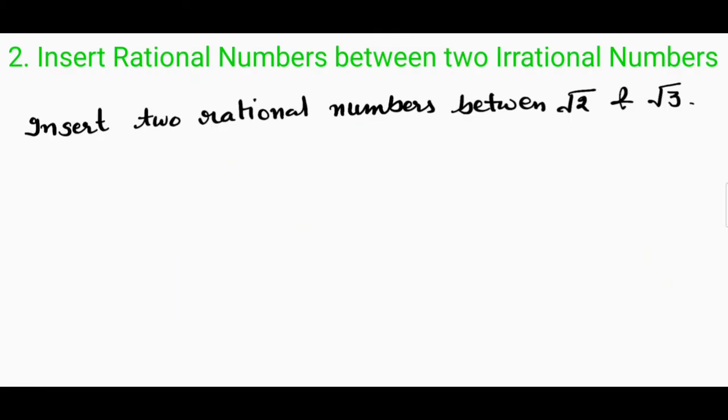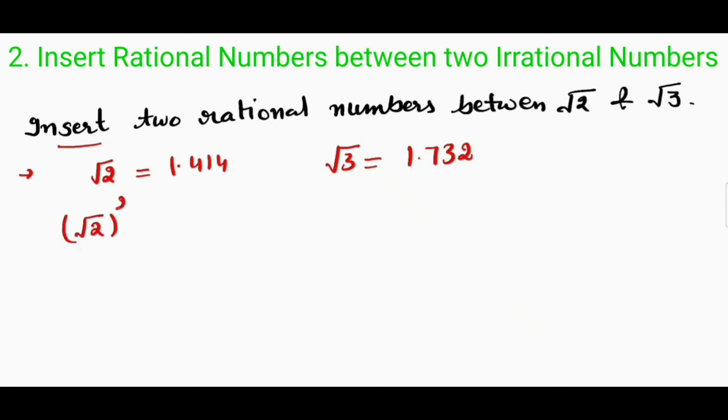Now let's see how we can insert one or more than one rational numbers between any two irrational numbers. So let's get started, and I have taken one example over here. Insert two rational numbers between square root of 2 and square root of 3. We know we can write square root of 2 as 1.41, and square root of 3 is equal to 1.732. And also we know that the square of square root of 2 is equal to 2 and the square of square root of 3 is equal to 3.